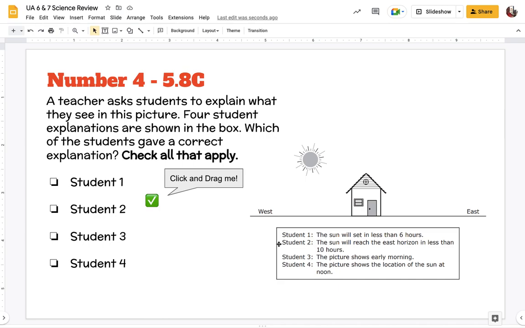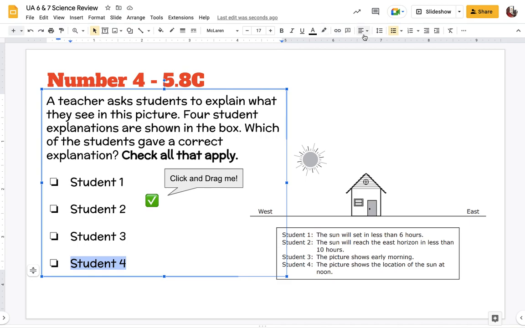Sometimes I like to start at the end, so let's start with student 4. The picture shows the location of the sun at noon. Well, just looking at this right here, if the sun was actually directly over the house here, right down the middle on the center on top of it, then yes, that would be showing noon. But the sun is not there. So I'm going to have to say student 4 was not correct. So let me see. Do I have that as an option?